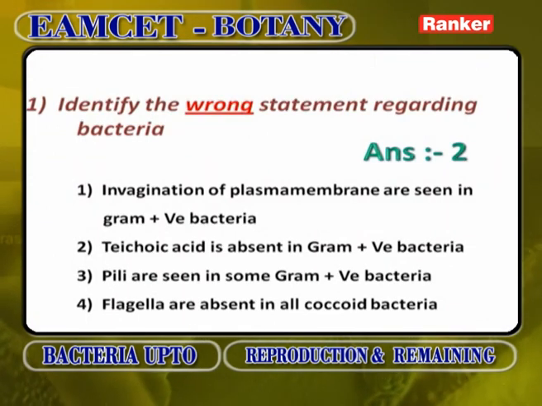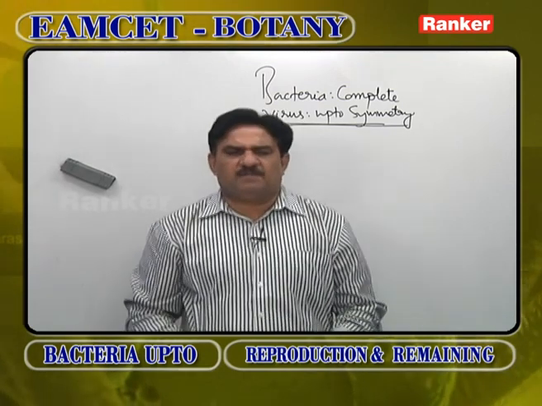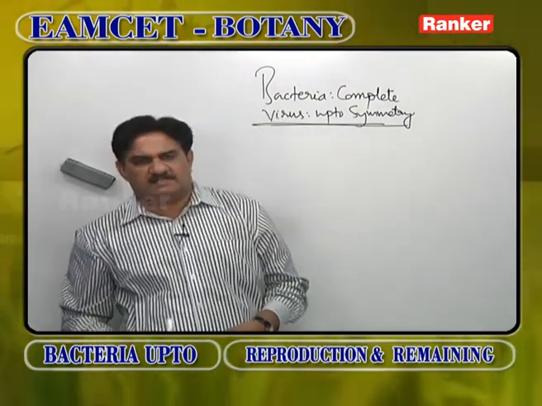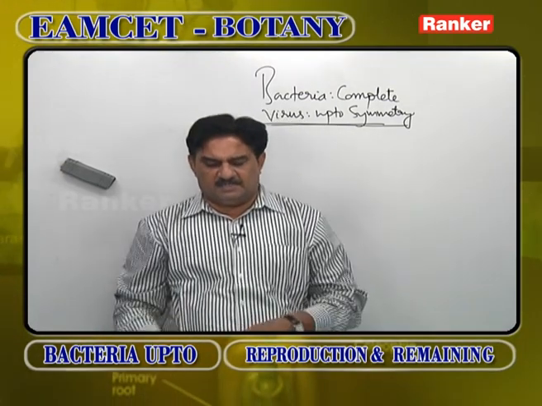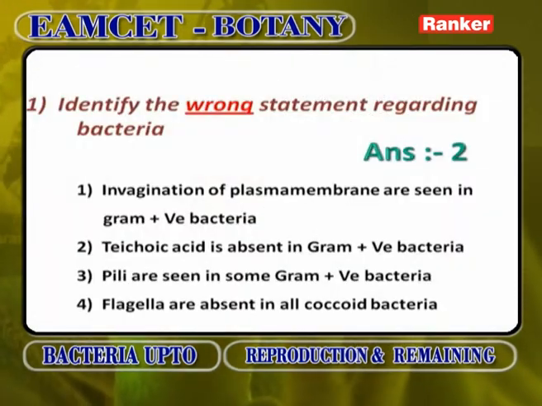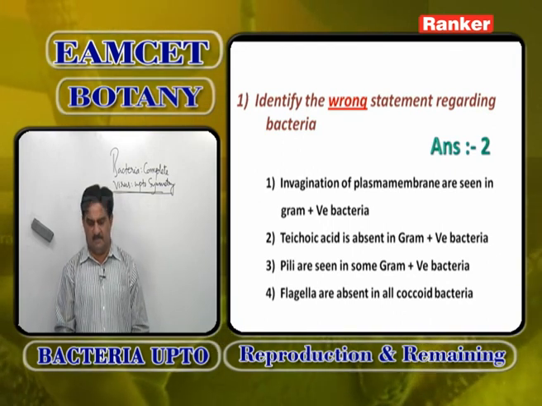Then flagella are absent in all coccoid bacteria. All cocci bacteria and very few bacilli bacteria, flagella are completely absent. So the wrong statement regarding bacteria is: teichoic acid is absent in gram positive bacteria. It is a wrong statement because teichoic acid is present in gram positive bacteria, absent in gram negative bacteria.